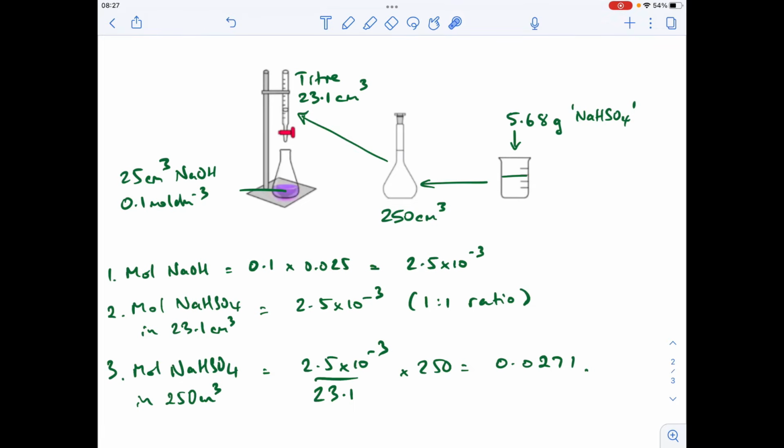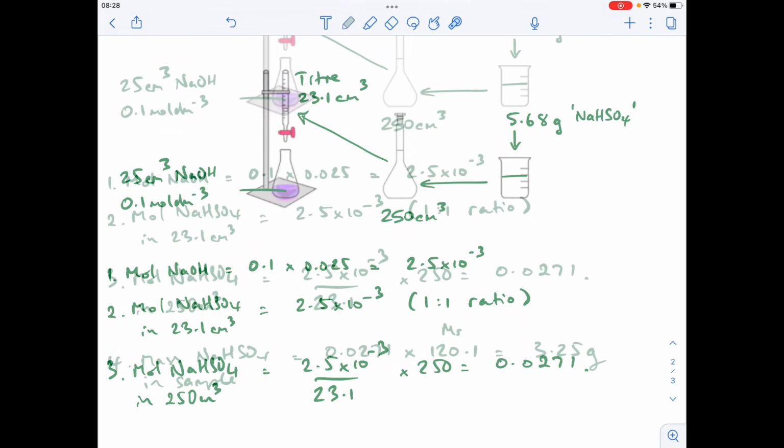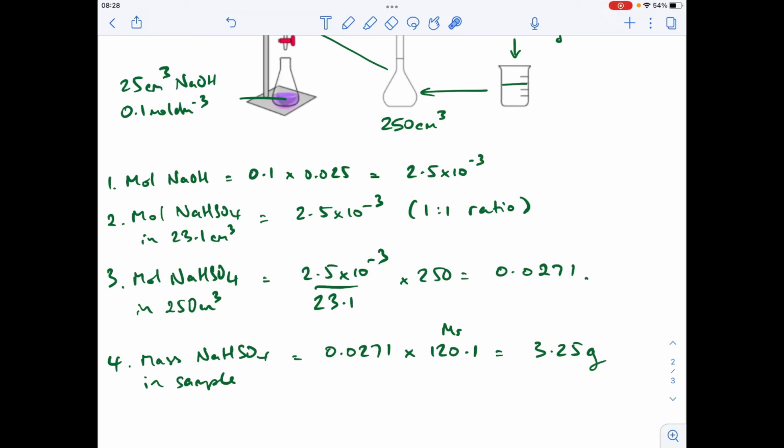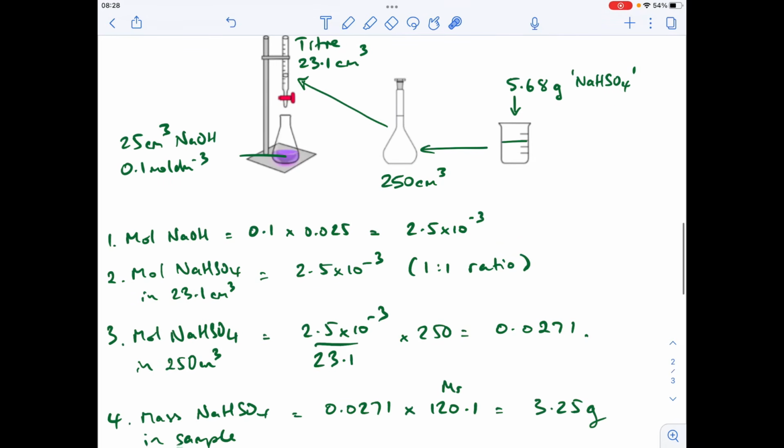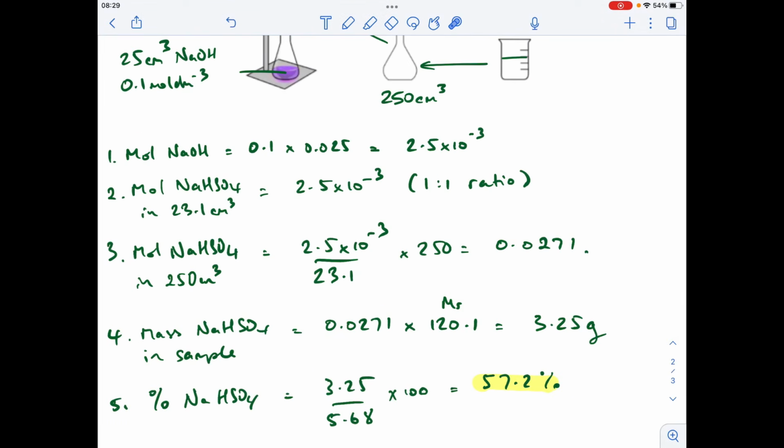So now we know that there were 0.0271 moles of sodium hydrogen sulfate in this solid. So we'll work out how many grams that is by multiplying by the Mr of NaHSO4. Okay, so that comes out at 3.25 grams to 3 significant figures. So of that 5.68 grams, 3.25 grams is sodium hydrogen sulfate. So all we need to do is put the 3.25 over the 5.68 and multiply by 100. And that comes out at 57.2% to 3 significant figures.